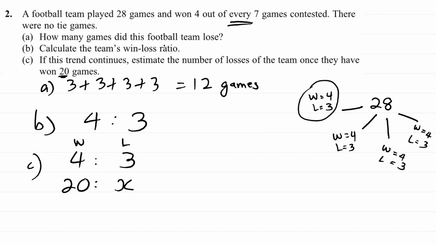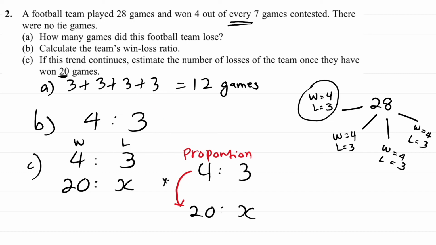Again, you have several ways. For this type of question, the first one is the proportion method. So you have 4, you have 3, you have 20, you have x. In order from 4 to 20, 4 times what is 20? 4 times 5. So in order to find the value of x, we must multiply also with 5. So the answer is x is equals to 15 times.